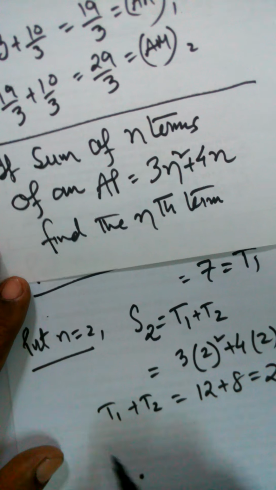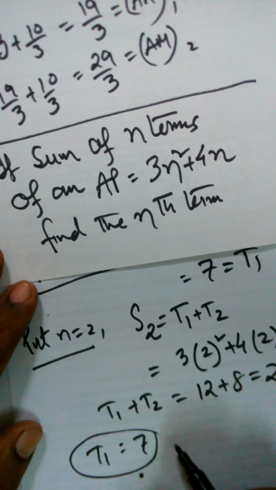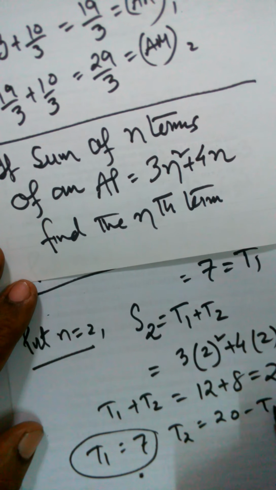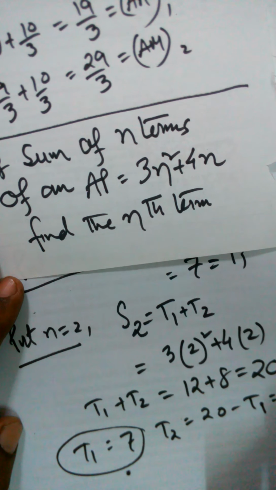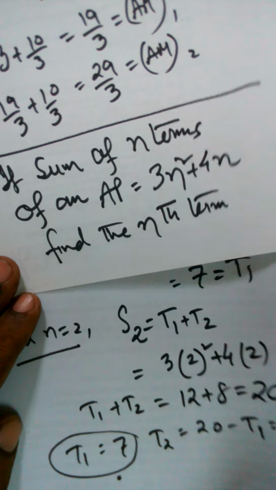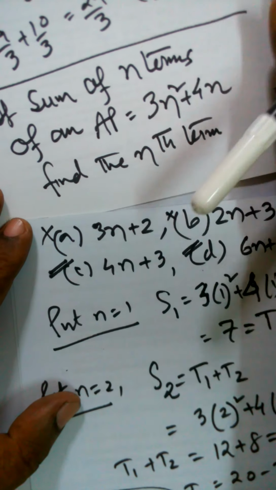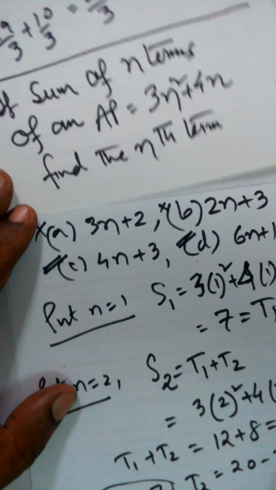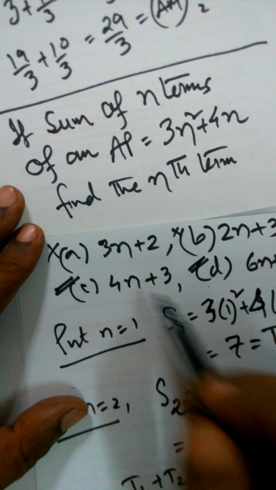But t1 we have found is 7 just now. So t2 will be what? 20 minus t1, that is 13. So you now have one clear point in your mathematical sense, that when n is 2, the second term has to be 13. So put n is equal to 2. The first option cannot be the case.